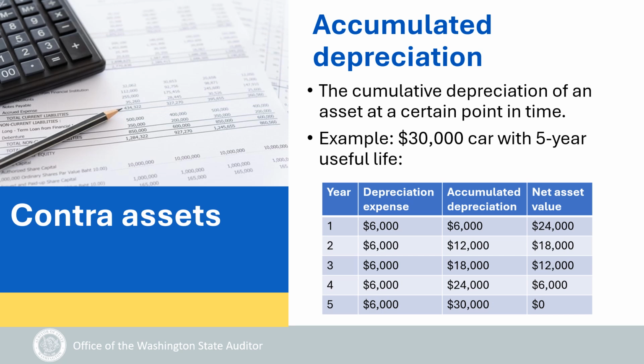In year 2, they recognize another $6,000 of depreciation expense, which increases the accumulated depreciation to $12,000 at the end of year 2. The net asset value is now $18,000, which is the asset account amount of $30,000 minus the accumulated depreciation of $12,000. And this goes on for all 5 years until the car is completely used up.